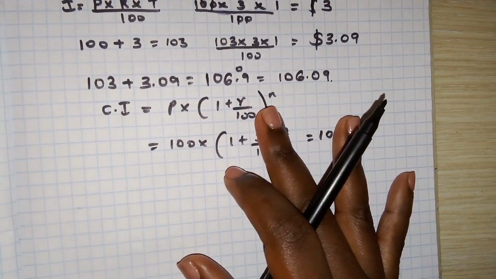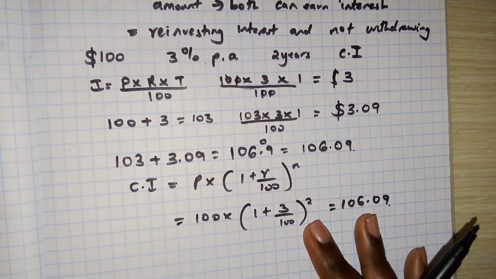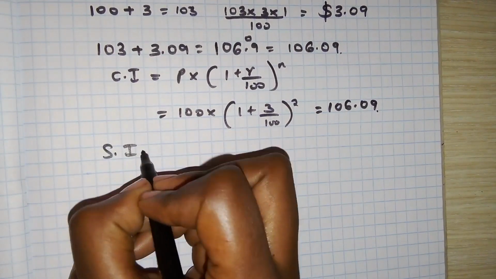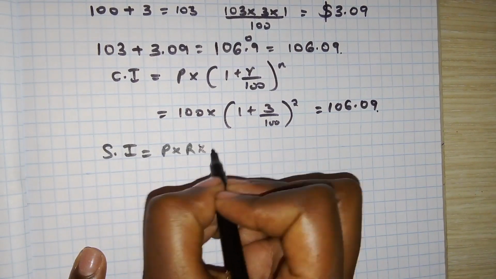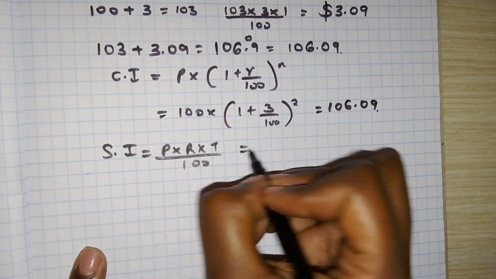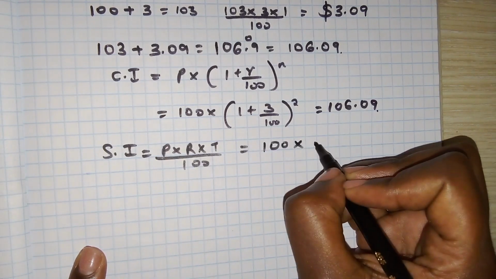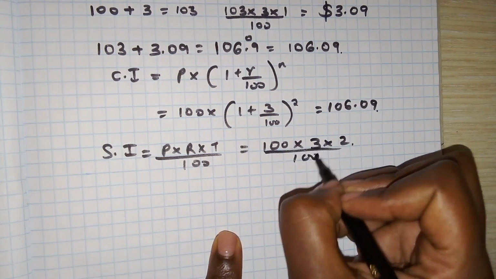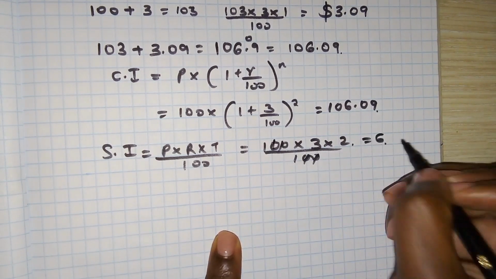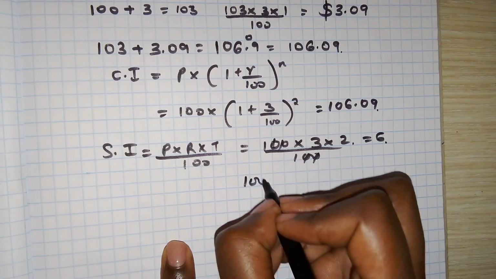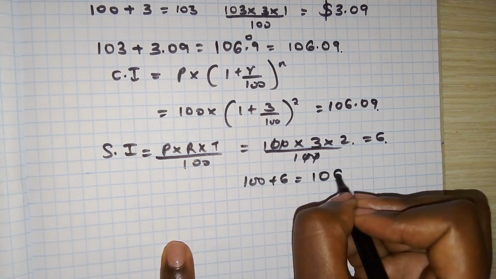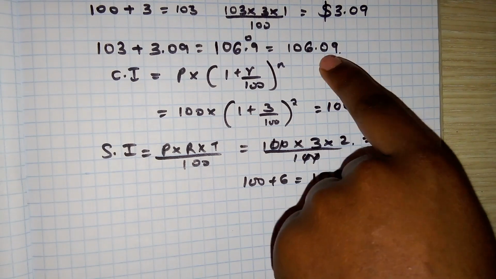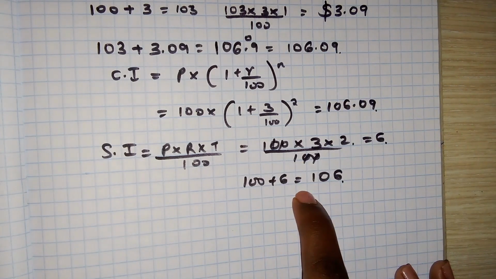So this one is even better compared to simple interest. Let me just do simple interest very quickly. So we invested 100, times the rate which is 3, and the time was 2, divided by 100, so that would be 6. So 100 plus 6 is just 106. So you see there's a difference. This one you're getting an extra 0.09, this is just 106.